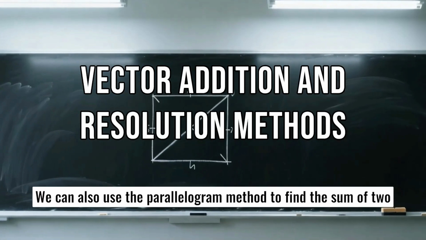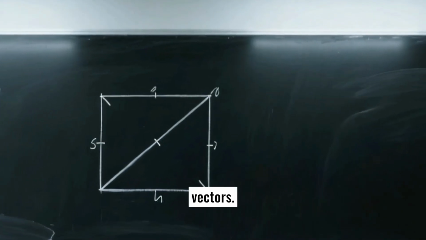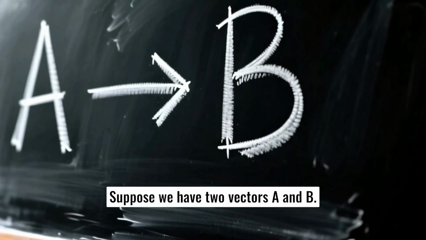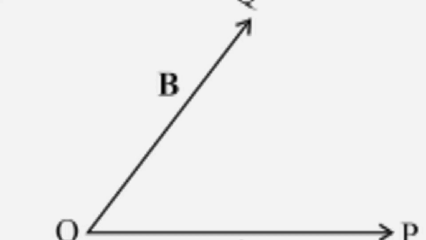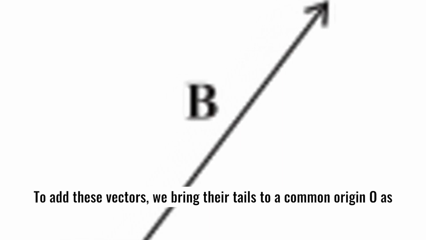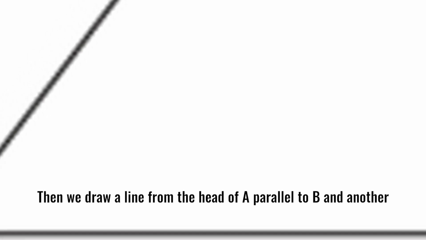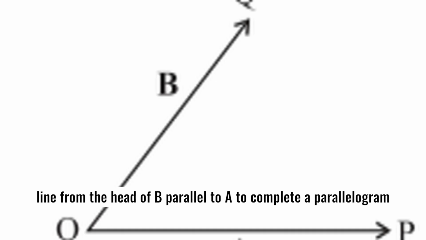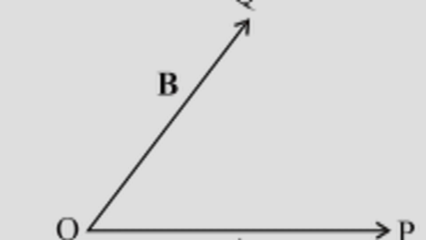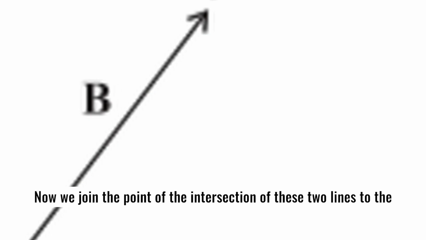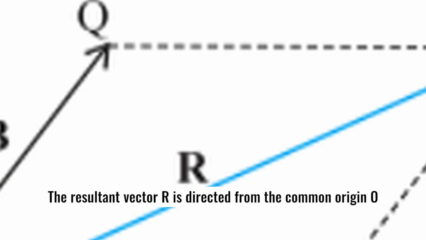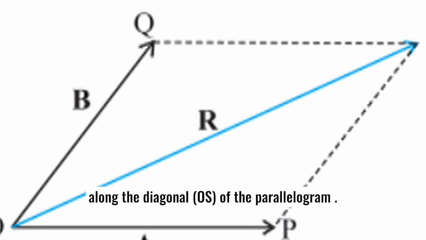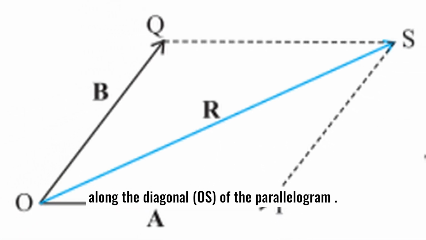We can also use the parallelogram method to find the sum of two vectors. Suppose we have two vectors A and B. To add these vectors, we bring their tails to a common origin O as shown in the figure. Then we draw a line from the head of A parallel to B and another line from the head of B parallel to A to complete a parallelogram OQSB. Now we join the point of intersection of these two lines to the origin O. The resultant vector R is directed from the common origin O along the diagonal OS of the parallelogram.